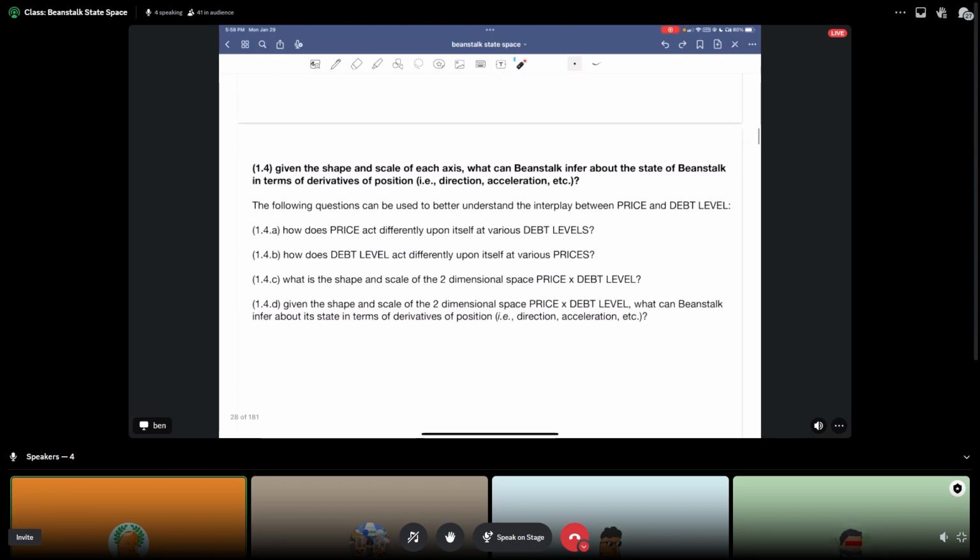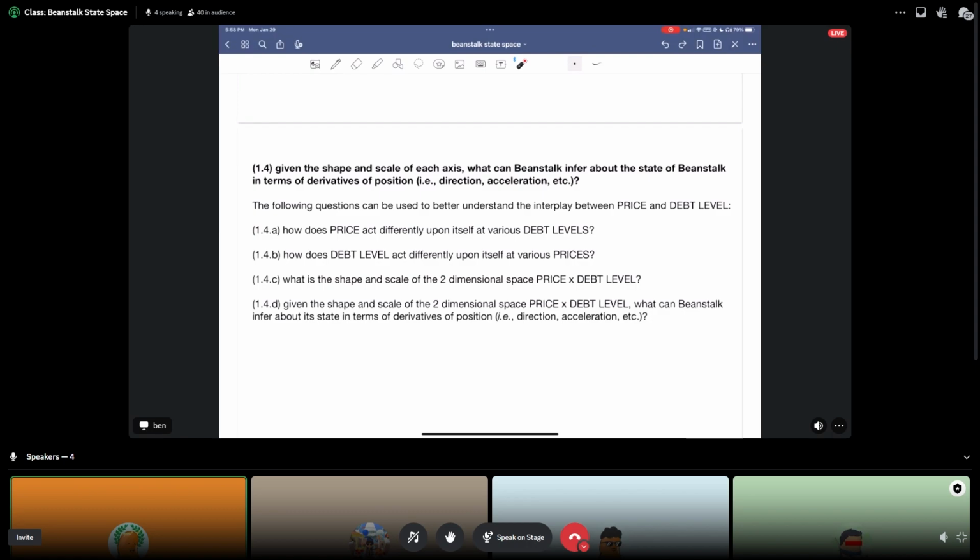Okay, so question 1.4, just to restate it, is: given the shape and scale of each axis, what can Beanstalk infer about the state of Beanstalk in terms of derivatives of position? So direction and acceleration. Now, we did it in 1 dimension, but now we're going to try to do it in 2 dimensions. And so the questions to think about in order to answer this larger question are as follows.